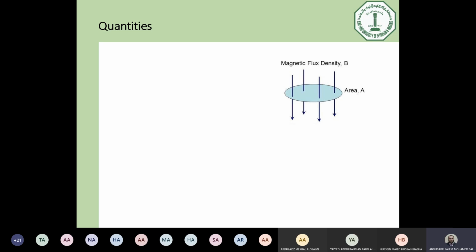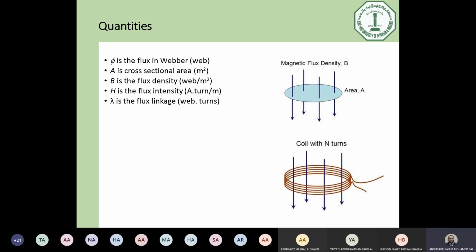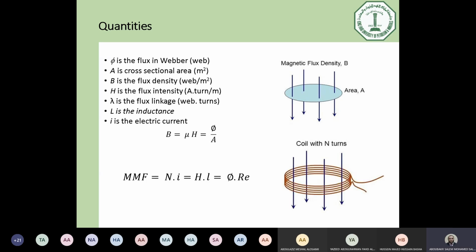So let's start making some definitions for the parameters of the magnetic circuit, and we are going to describe them in more detail. If you have some flux lines moving in a circular area like that, these flux lines have a magnetic flux density B and also a magnetic flux intensity. Intensity means the intensity of the flux lines itself. However, density means the amount of flux lines divided by the cross-section area that is going to be crossed.